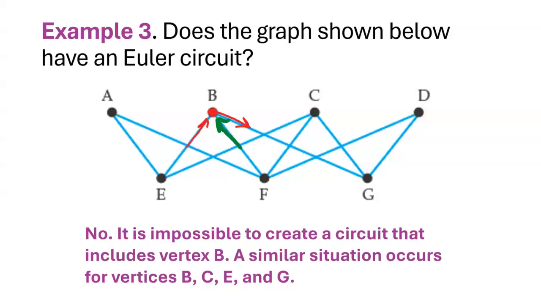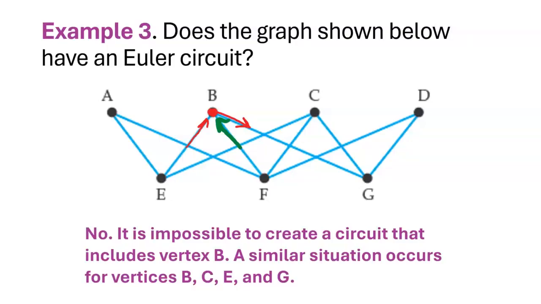So this is an example of a graph where it is impossible to find an Euler circuit. It doesn't matter where you start. You could start on A, on B, on C, on E, F, G. It doesn't matter where you start. That vertex, that point B, creates a problem.